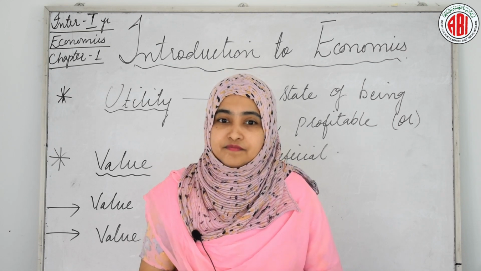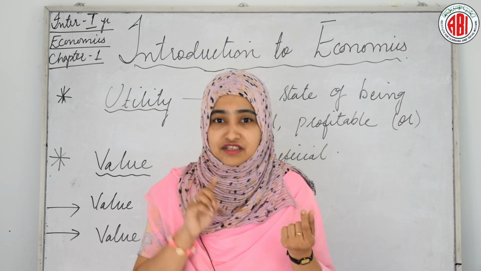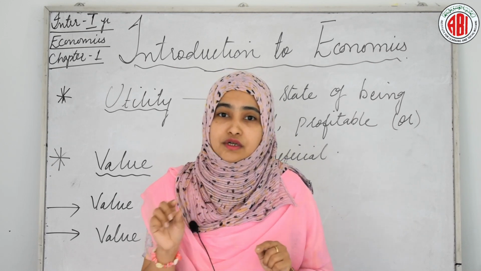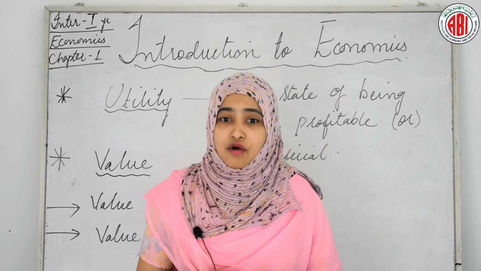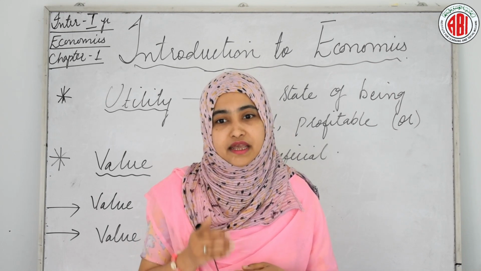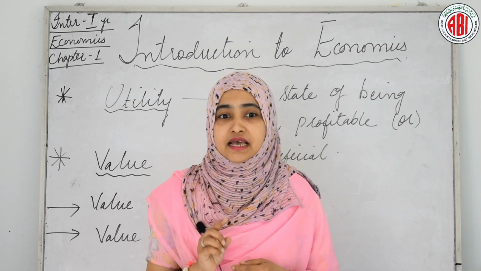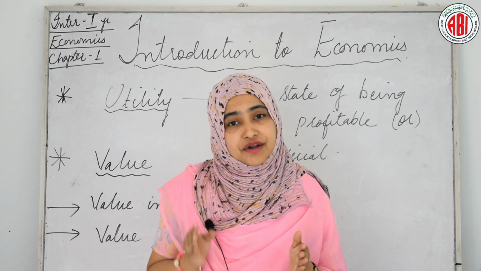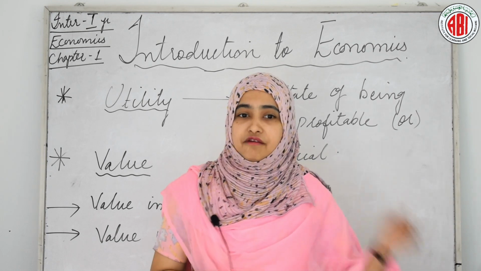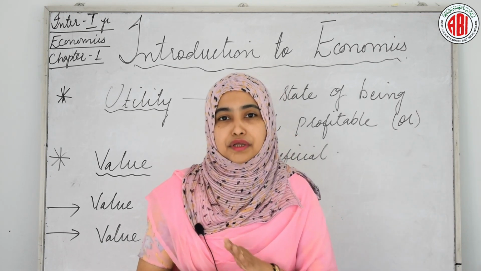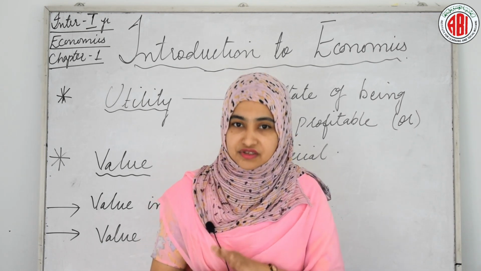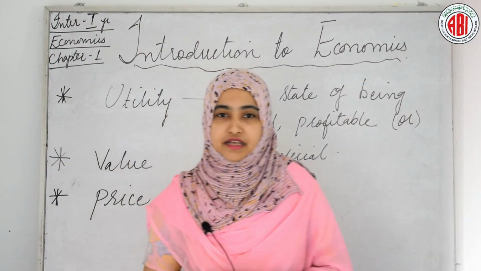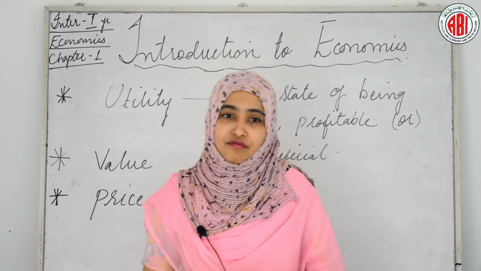For example, if one pen can be exchanged for one book, then the value of a pen is equal to one book. Then for a good to have a value in exchange, it must possess the qualities of utility, scarcity and also transferability. Okay? After value in use and value in exchange, we will discuss what is price. And what is price? We know very well.